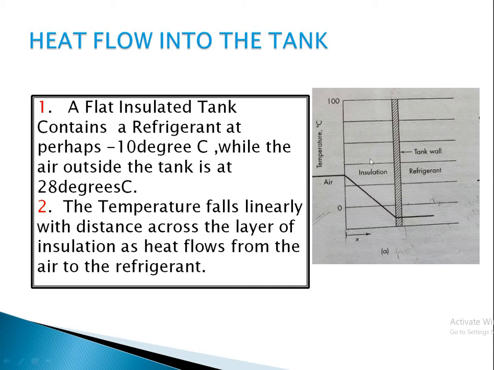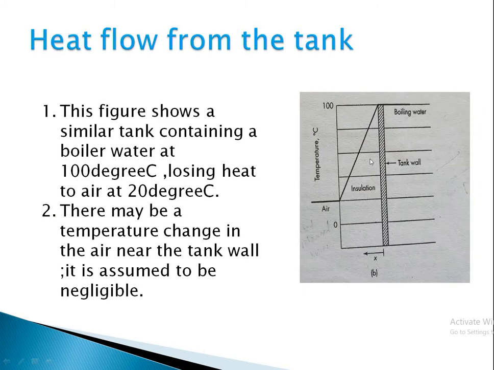Okay, let's move on to the other tank, which is the heat flow from the tank. See here also it is a tank. It is a flat walled insulated tank which contains the tank wall, but here it is boiling water because we are considering the temperature here as 100 degrees centigrade, so it is boiling water. So this figure shows a similar tank containing boiling water at 100 degrees centigrade.